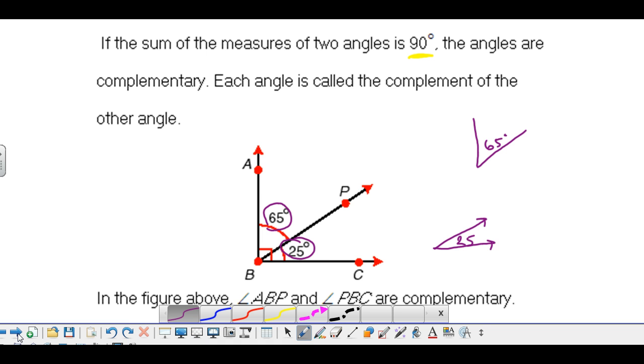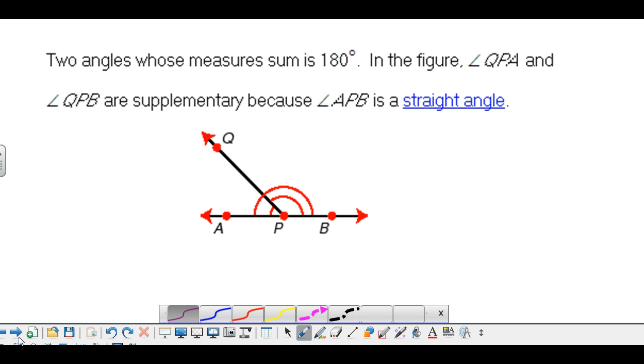Let's take a look at the next vocabulary word, and that one is supplementary angles. These two angles here are supplementary because they're forming a straight angle. We know that this is a 180-degree angle right here. So these two angles are supplementary.